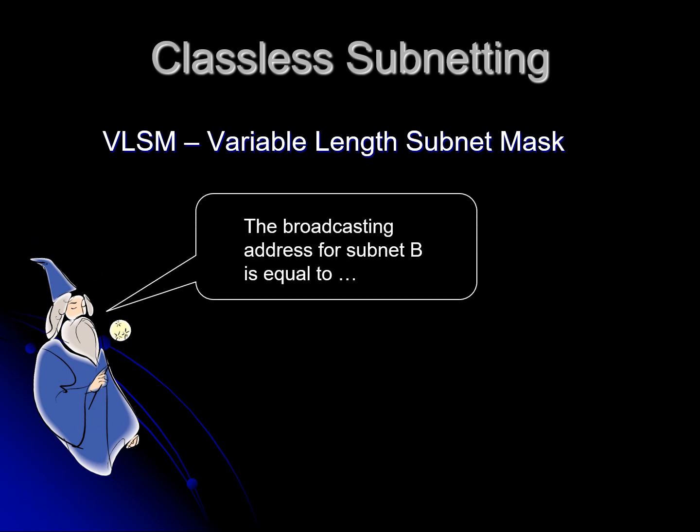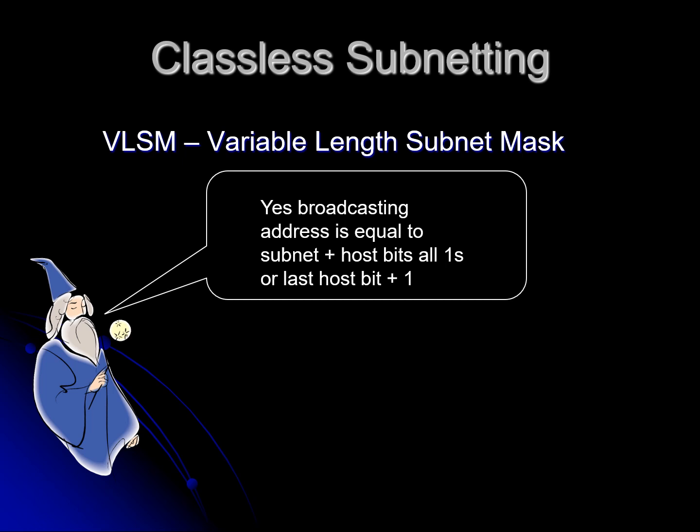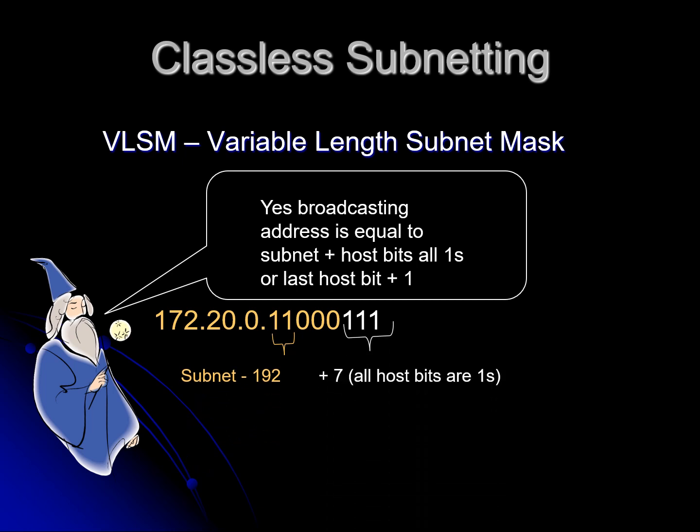Broadcasting address. All host bits, subnet plus host bits, they're all ones, like so. So you have 192 plus 7, which gives you 199. The last address in this subnet is 172.20.0.199/29.